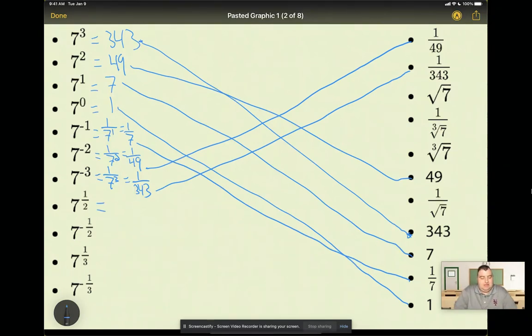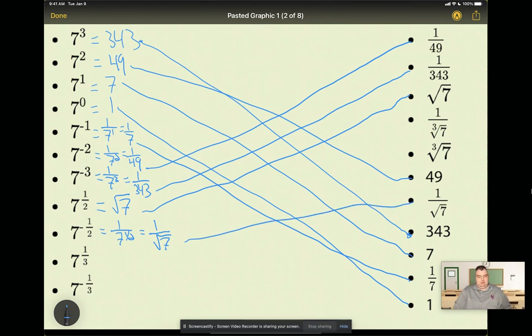7 to the power of a half. Which one is that going to match with? Well, raising to the power of a half means the same as taking the square root. So 7 to the power of half is going to be equal to the square root of 7. 7 to the power of negative 1/2 is going to be equal to 1 over 7 to the positive 1/2. Same pattern that I used up here. So that will be 1 over the square root of 7. Is 1 over the square root of 7 an option? Yes, it is. That is up here.